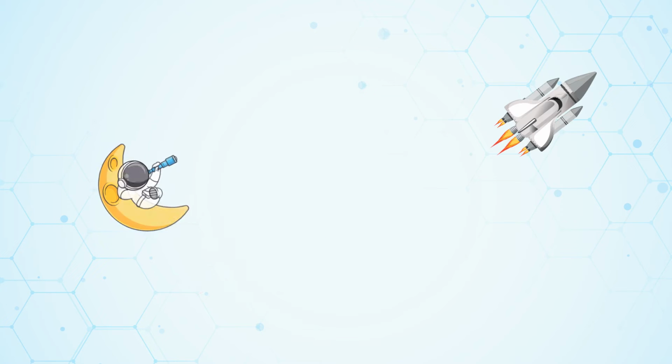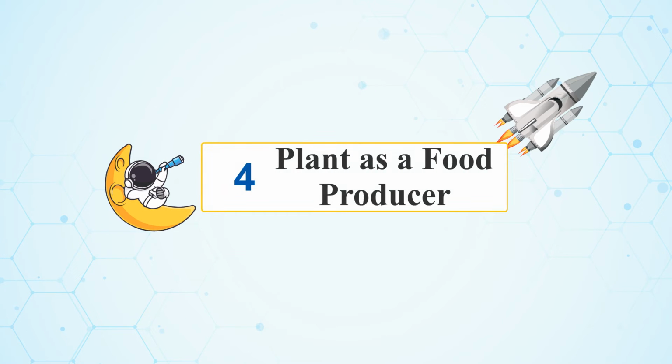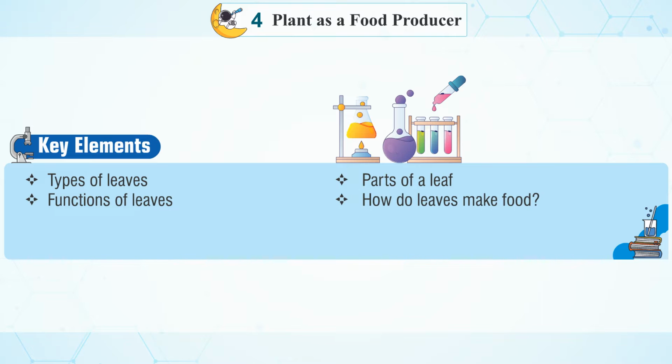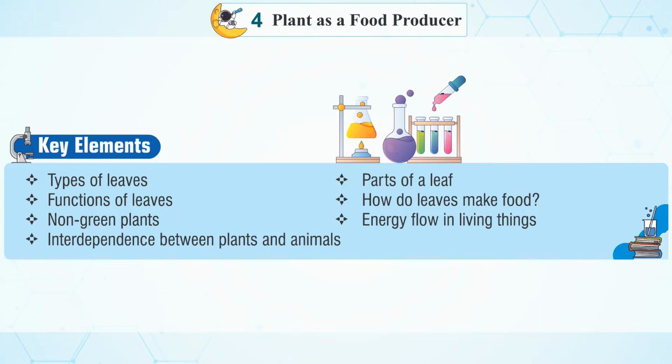Chapter 4. Plant as a food producer. Key elements: types of leaves, parts of a leaf, functions of leaves, how do leaves make food, non-green plants, energy flow in living things, interdependence between plants and animals.